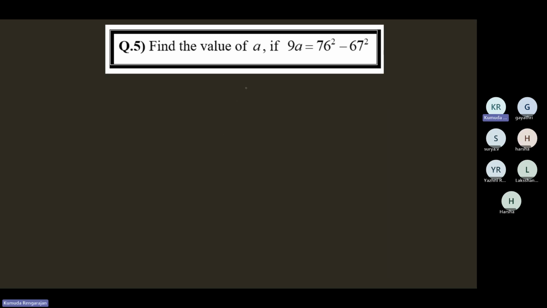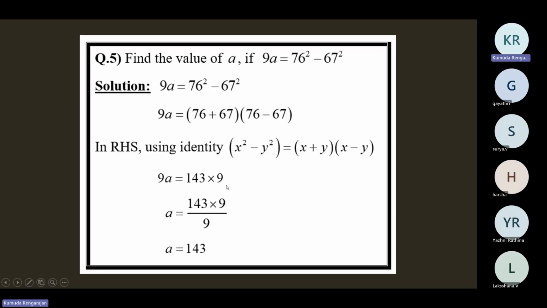So here we'll have to find the value of A, given that 9A is equal to 76 square minus 67 square. Okay, so you can see here, this is of the form a square minus b square. So 9a is equal to a plus b into a minus b.